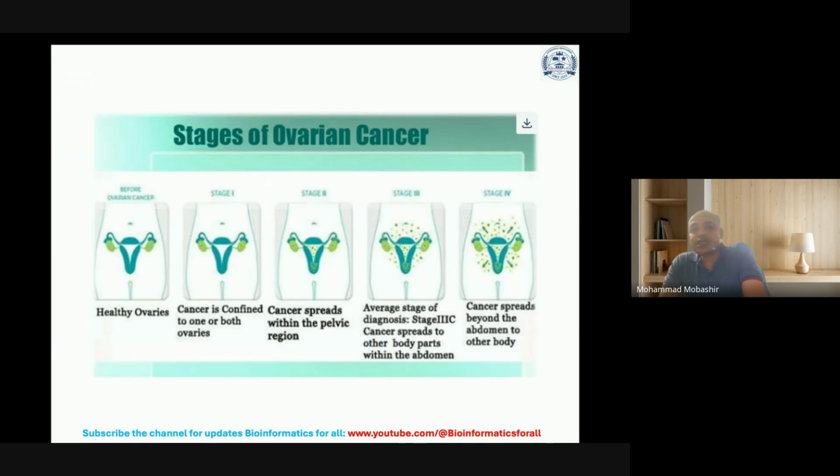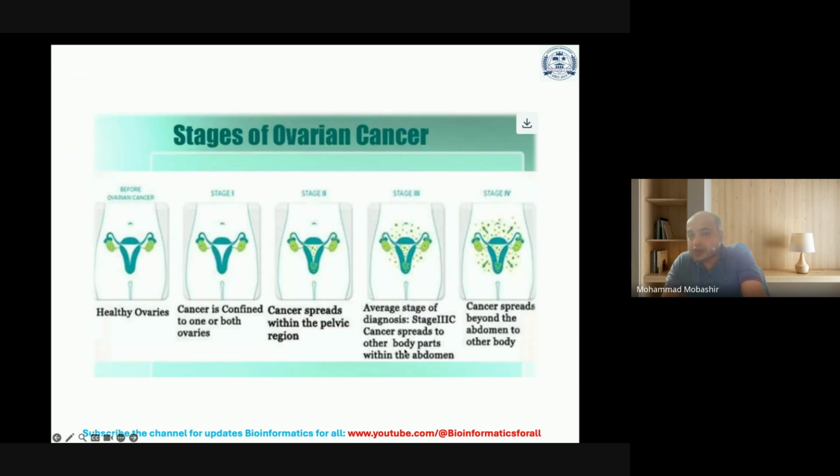Now, these stages can be represented in pictures, the same as I mentioned. Healthy ovaries you can see here, and here cancer is confined to one or both ovaries, either here or here. Then in stage 2, cancer spreads within the pelvic region. And then next, the average stage of diagnosis is stage 3, that is stage 3C.